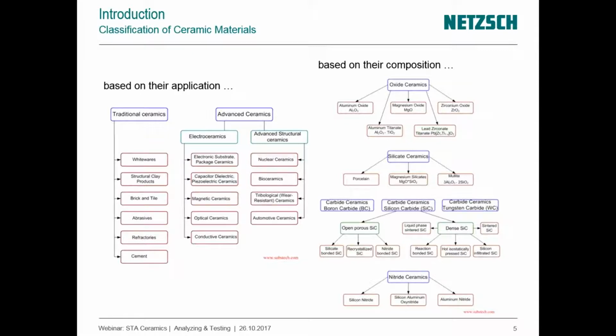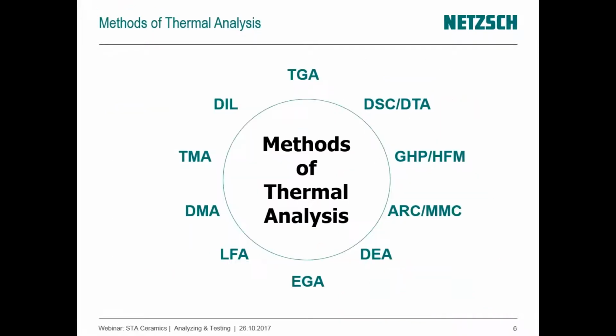Besides this kind of classification, of course, we can also classify them by composition, but as mentioned before, there are in principle different groups, and therefore we can see here, for instance, groups of oxides, silicates, carbides, nitrides. Each group has subgroups built up, but in principle it is also possible to classify them by their composition. So much for ceramic materials in basics.